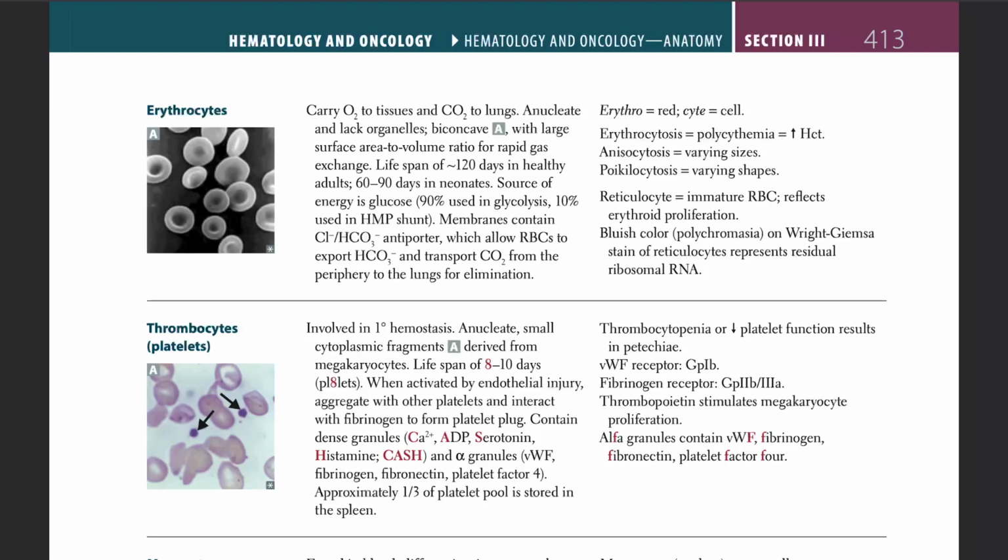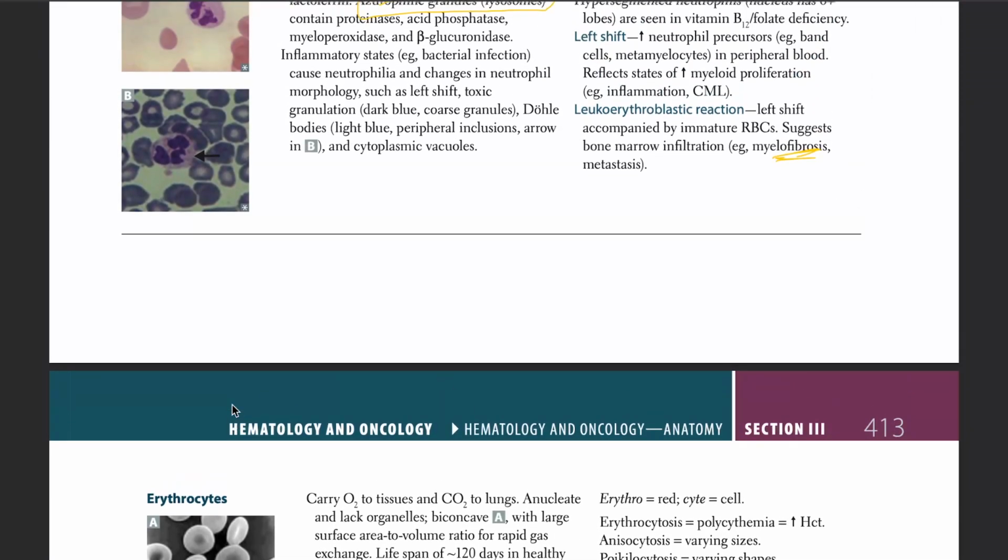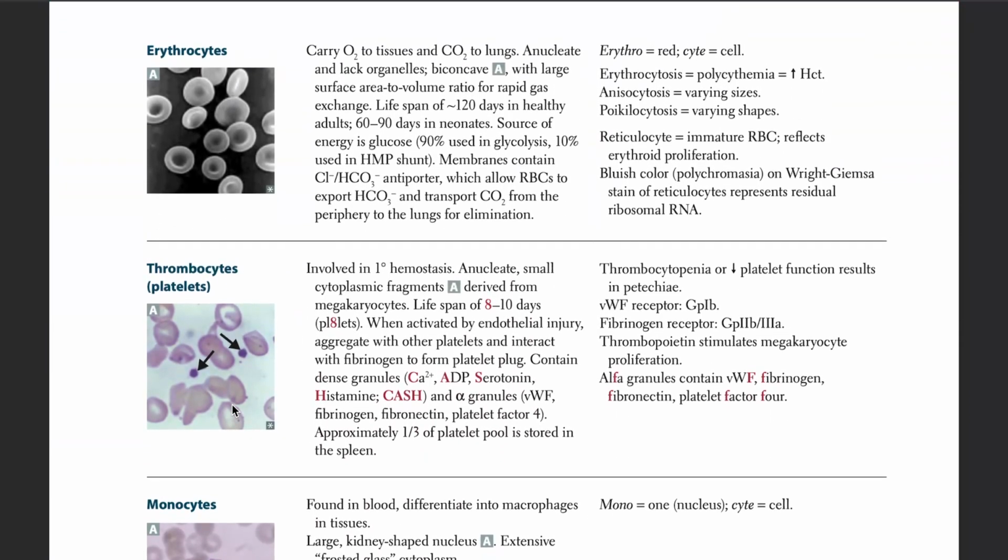We have the erythrocytes. Erythrocytes are simple. They carry O2 to tissues and carbon dioxide to the lungs. Yeah, simple. Anucleate, very important. Anucleate and lack organelles. Biconcave. Look in the picture A. With large surface area to volume ratio for rapid gas exchange.